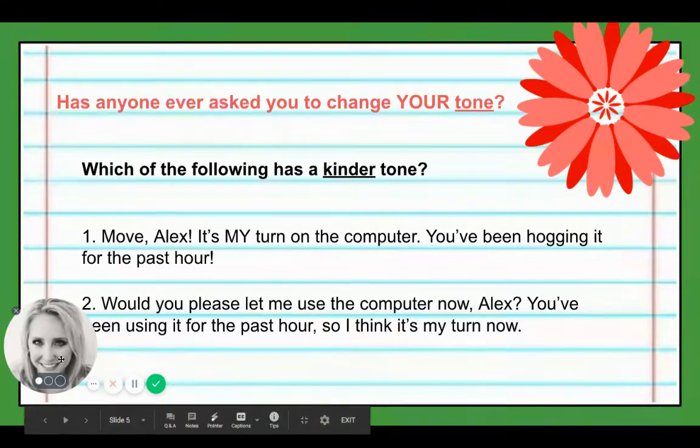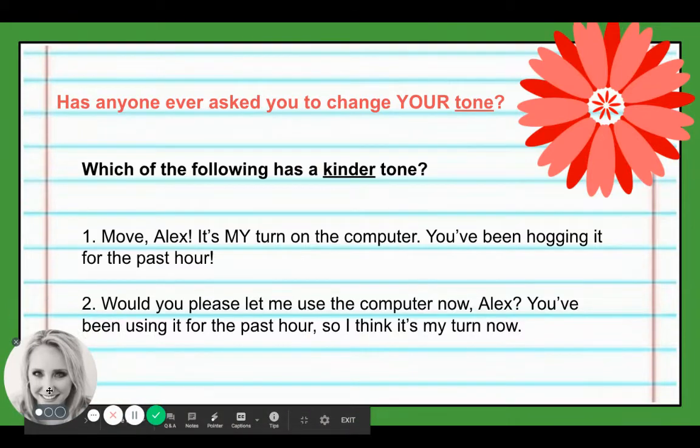Which of the following has a kinder tone? Move, Alex. It's my turn on the computer. You've been hogging it for the past hour. Would you please let me use the computer now, Alex? You've been using it for the past hour. So I think it's my turn now.